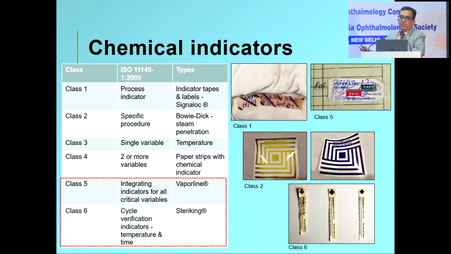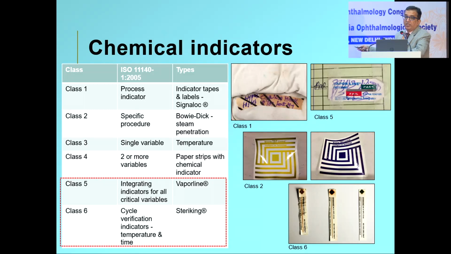These are very simple to interpret. In this class 5, you can just see that there is a gray line. If the gray line goes into the green zone, that is the pass zone, that means your sterile process is effective. And these are the class 6. So, you need to have 1, this is mandatory, this is mandatory, and this.